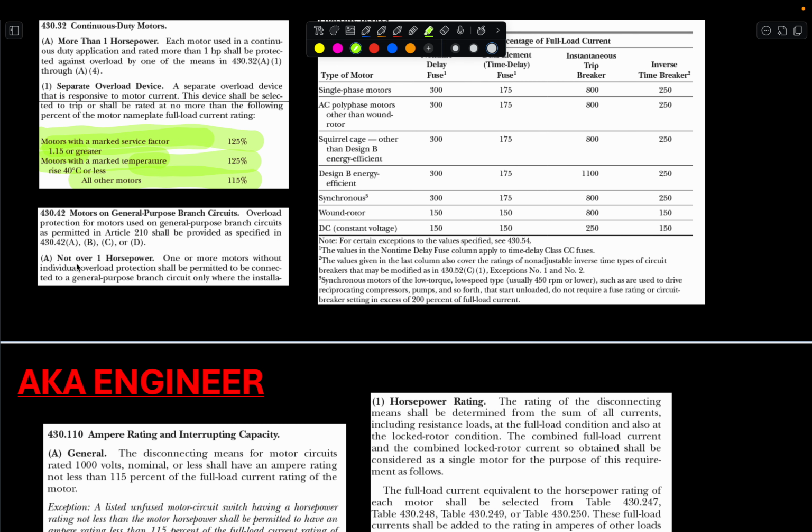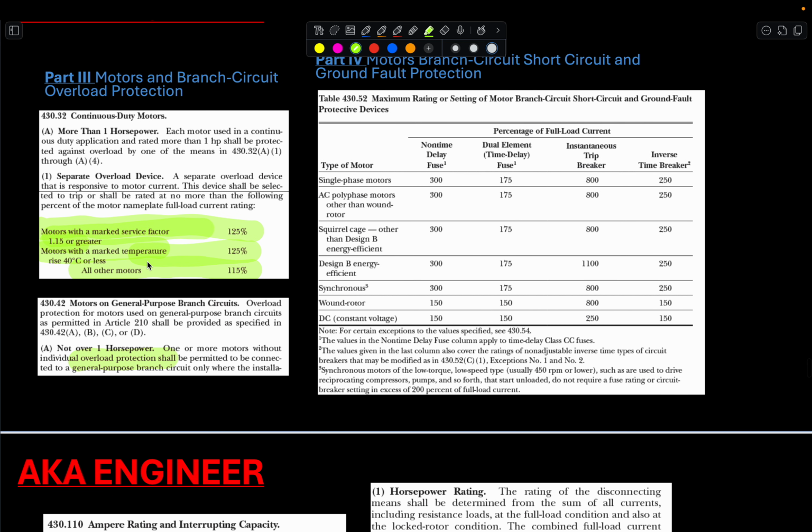So motors that are not over 1 horsepower, so any motors that are less than 1 horsepower, without individual overload protectors shall be permitted. I think the takeaway here is that any motors that are less than 1 horsepower can basically be connected without an overload protection. This is really important. At the end of this video, we'll go over an example to see how to reference this table, but you will run into this.